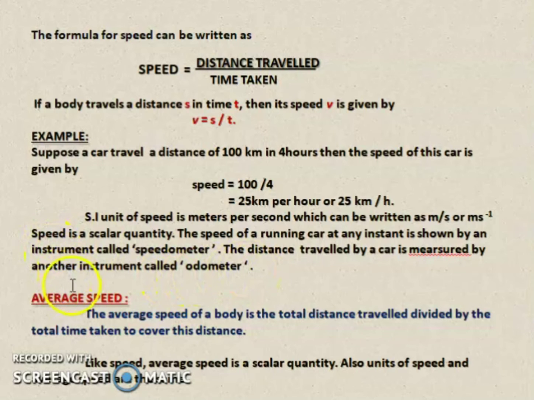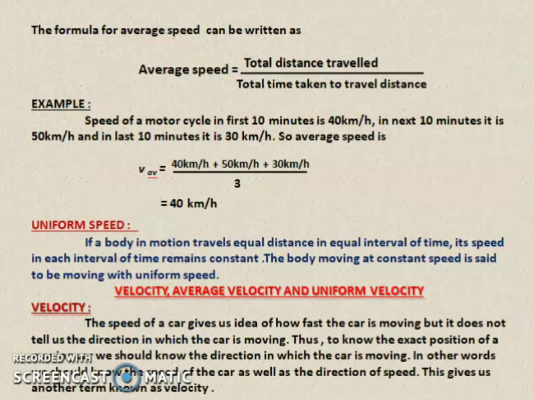Next we are going to see what is average speed. The average speed of a body is the total distance traveled divided by the total time taken to cover this distance. Like speed, average speed is a scalar quantity. Also, the units of speed and average speed are the same. The formula for average speed is: average speed is equal to total distance traveled upon total time taken to travel the distance.